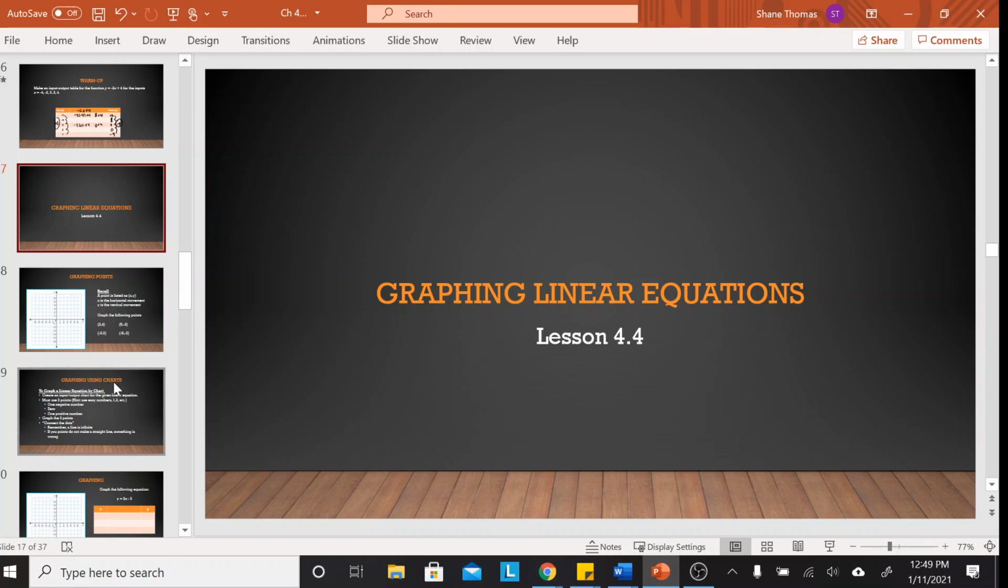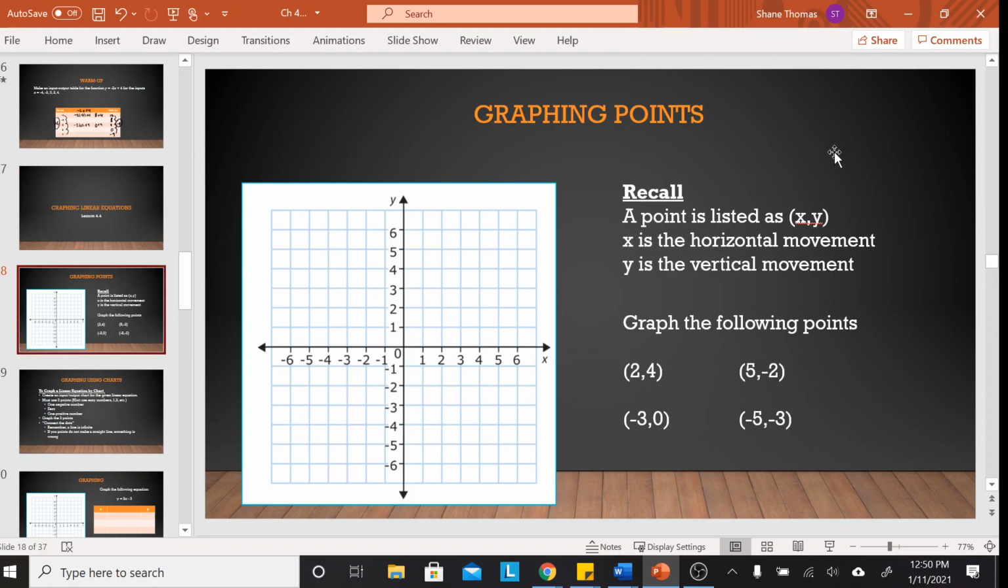Okay, so let's just remember back. Probably in 7th grade you learned this, maybe even earlier. How do you put points on a graph? A point is listed as X, Y. It's called an ordered pair. Your X comes first, your Y comes second. Your X is your horizontal movement, because this is your X-axis that goes left and right. And then Y is your vertical movement. This is your Y-axis that goes up and down.